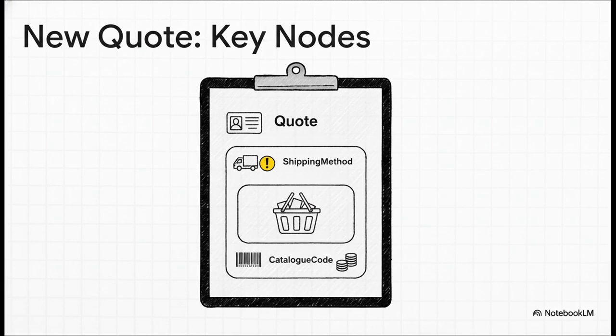So the key to success here is just getting your input structure right. Make sure you give it your own external ID so you can track it later. You have to pay close attention to the required fields, like shipping method. If you forget that one, the whole call will fail. And then, of course, all your product details go inside that main items block.